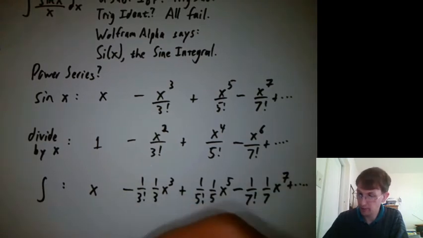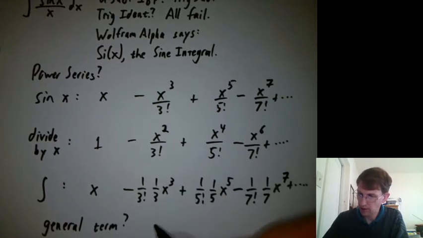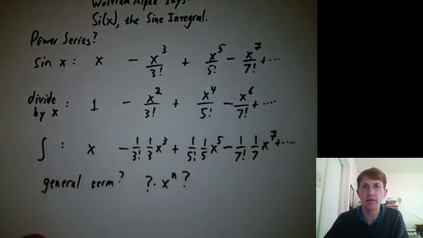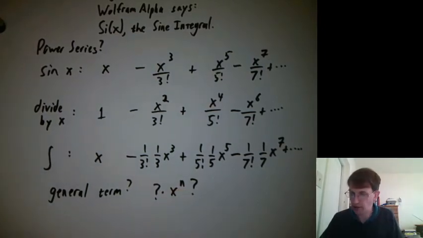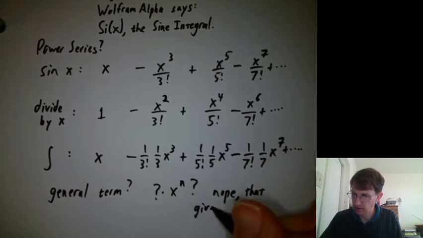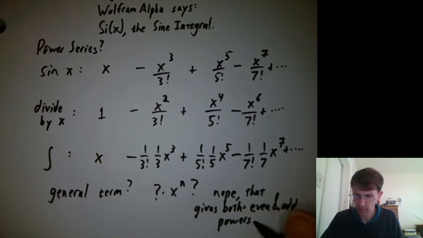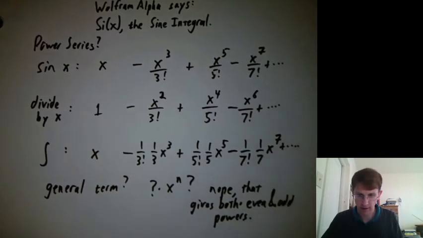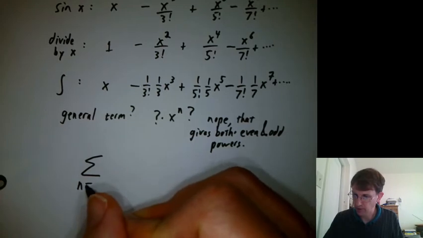It'd be good to write a general term, so let's do that. You might guess it's something times x to the n. That would kind of make sense, but that will give you both the even and the odd powers. If you just let n be any integer, that's sometimes even, sometimes odd. So let's say, nope, that gives both even and odd powers. So we need to be thinking about, how do I get just the odd powers? Let's try the sum, n equals 0 to infinity.